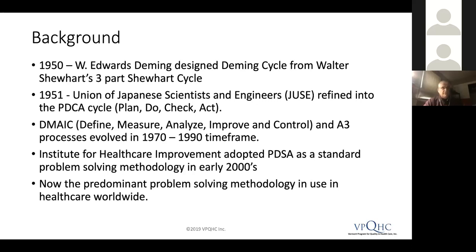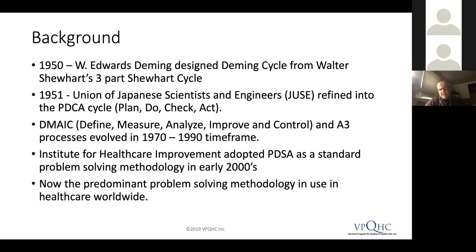And check was really meant to be an evaluation at a specific point. Study was when it started to expand a little bit more. But PDCA was very well documented at that point, and of course the rest is history. The Japanese started to take that and develop not just an inherent problem-solving capability, but also develop that into what became the Toyota Production System. There were more advanced versions of this, eventually resulting in things like DMAIC, or the Define, Measure, Analyze, Improve, and Control methodology, which is the backbone of Six Sigma. That evolved in the sort of 1970-1990 timeframe.